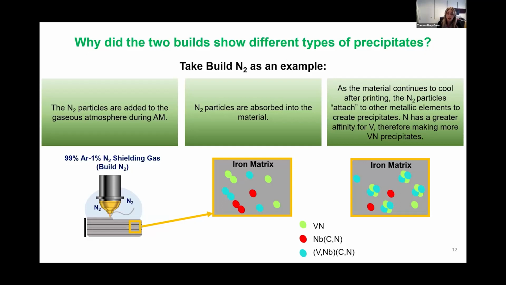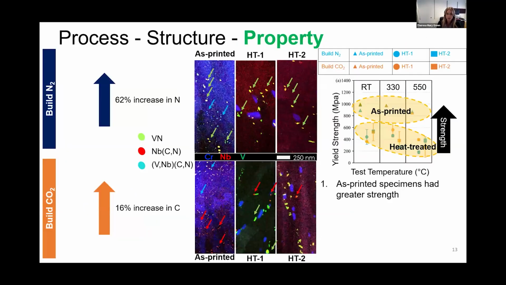But even though the different specimens displayed different amounts of compositions of precipitates, both of them did have an increased number of precipitates over steel manufactured with traditional methods. So it seems that the process of additive manufacturing does increase the density of precipitates.